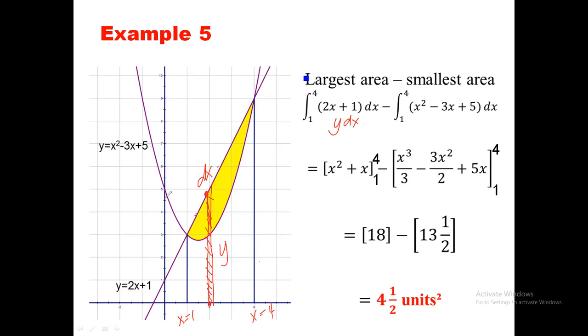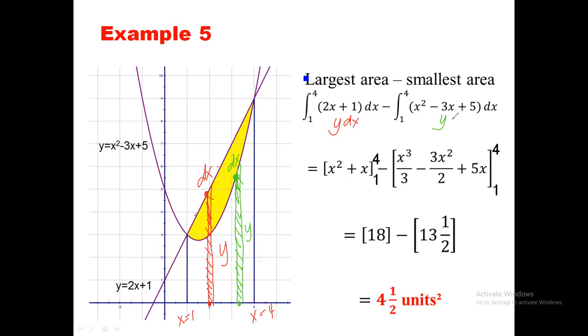What about the smallest area? So I've drawn the smallest area, and that area would be this. I'll use a different differential element color so you will not be confused. This is the second differential area. So this is your dx still, and this is your y. Your y here this time is not the y of the line, but rather the y of the curve minus the y of this line, which is 0. This is the y of the curve. What is the y of the curve? x squared minus 3x plus 5.